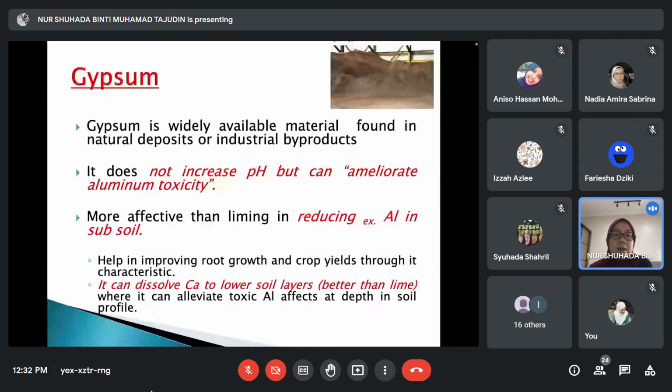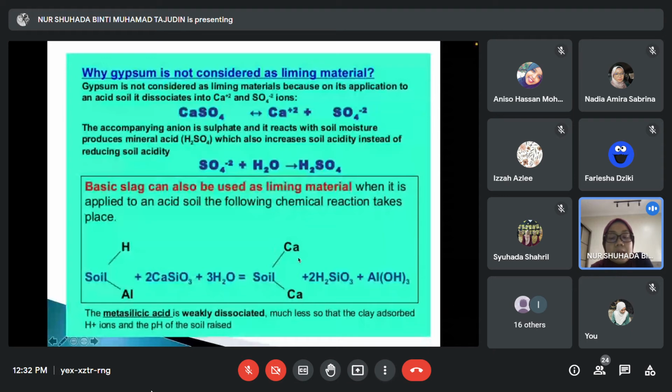So how it acts is that, like I said earlier, gypsum contains calcium sulfate. So calcium sulfate is separated into calcium and also sulfate. Okay, so this calcium will sit at the soil while the aluminium will be bound to the hydroxide. So by here, the metal salicylic acid is weakly dissociated, much less so, so that the clay absorbs the H plus ions. Okay, so the clay will absorb the H plus ions, and the pH of the soil will rise. But the main intention is not this.